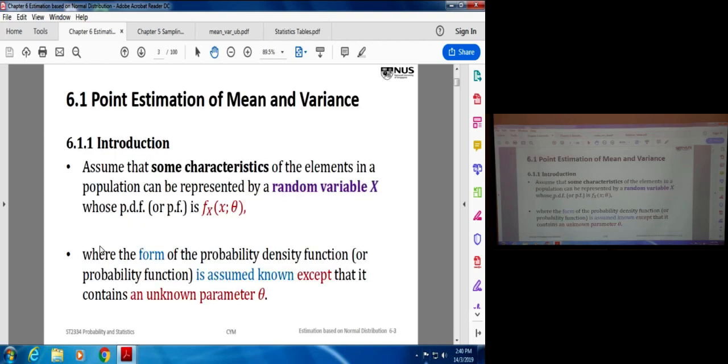Okay, so let's start out with the introduction. The nice thing, like I said, is we've already touched upon this before. Assume that some characteristics of the elements of a population can be represented by a random variable whose PDF or PMF is of this type. So basically, this is a probability distribution of interest.